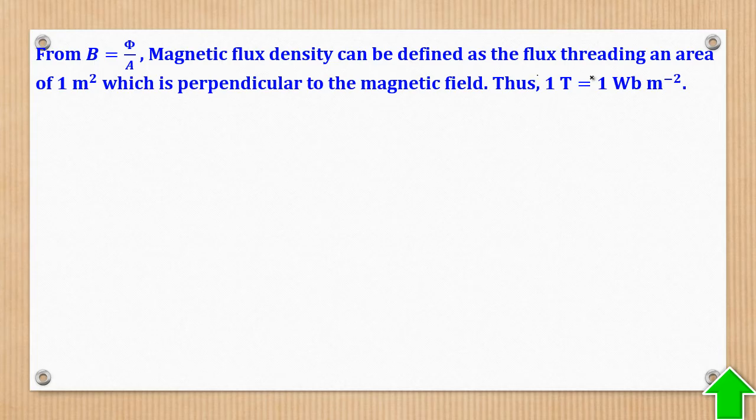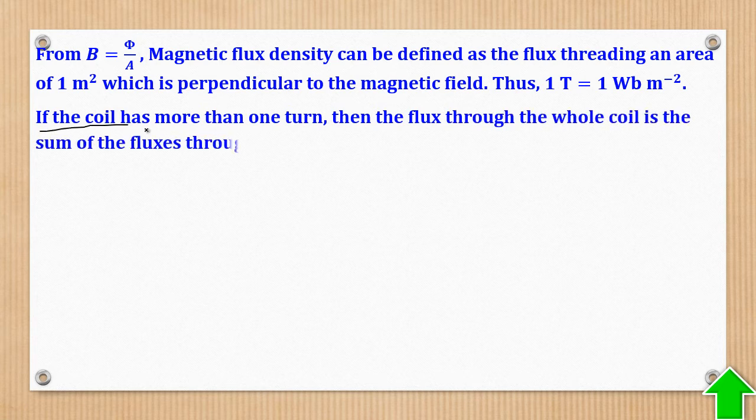That means that we have another SI unit of magnetic flux density, which is Weber per meter squared. So one can say Tesla or Weber per meter squared. Both are correct SI units of flux density.